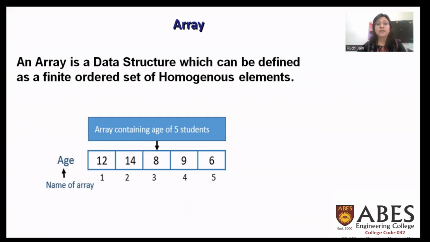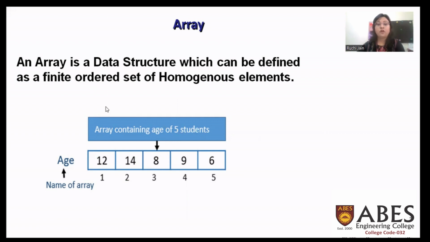An array is a collection of similar type of data elements. Here you can see an array named age, in which we have inserted five values: 12, 14, 8, 9, 6, which are considered as the ages of 5 students. So we can say that an array is a data structure which can be defined as a finite ordered set of homogeneous elements. It is finite order. It can't be infinite order.